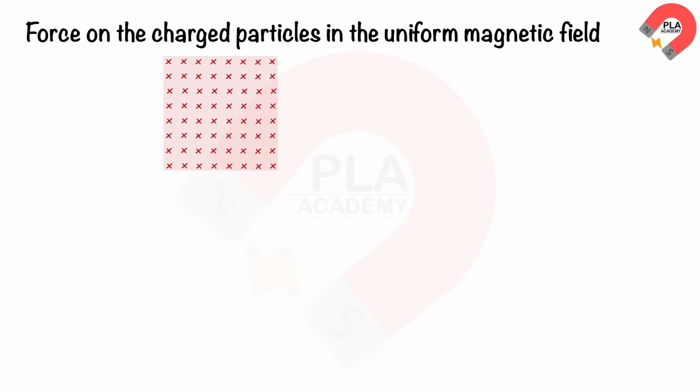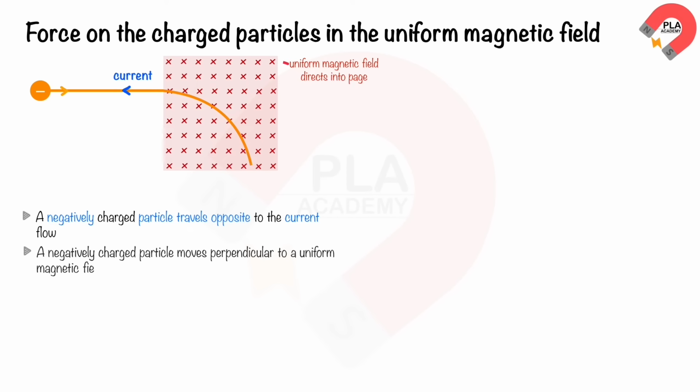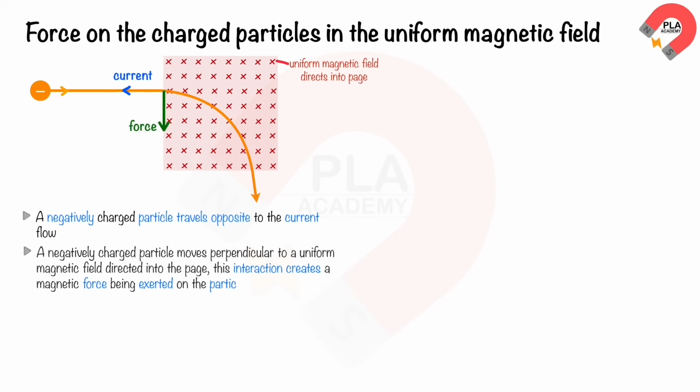Force on moving charged particles in a magnetic field. When a negatively charged particle travels opposite to the current flow, it moves perpendicular to a uniform magnetic field directed into the page. This interaction creates a magnetic force exerted on the particle, directed downward and perpendicular to its motion.